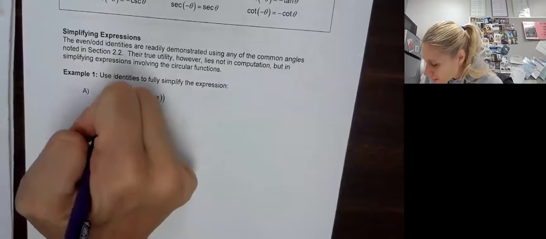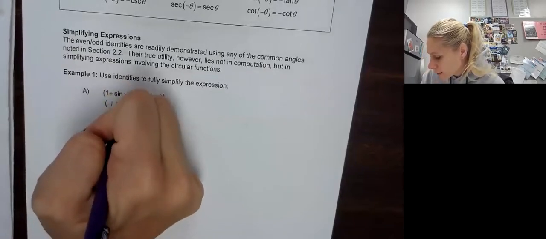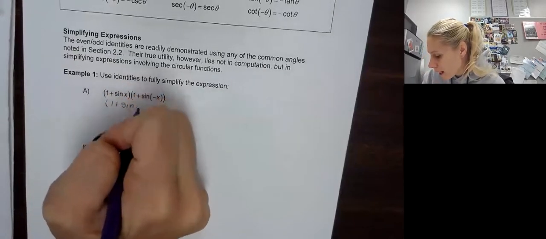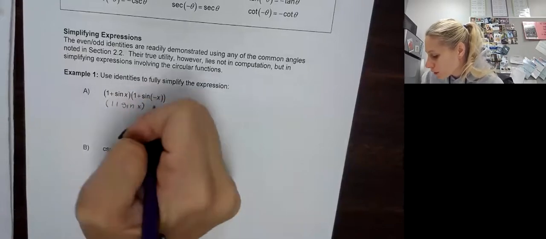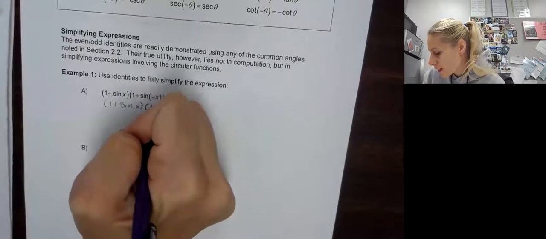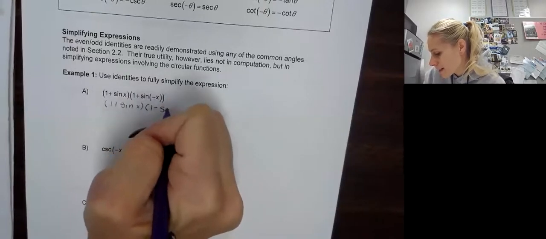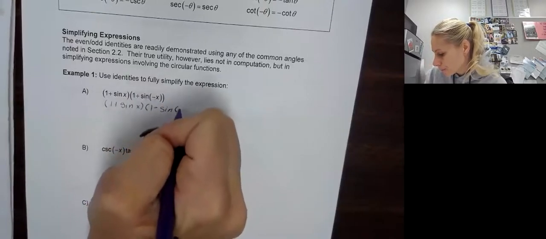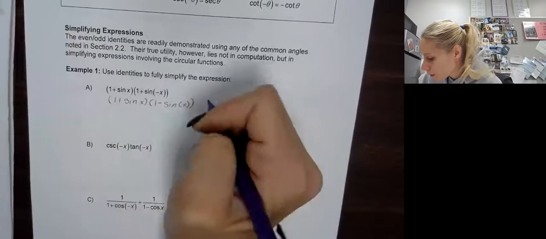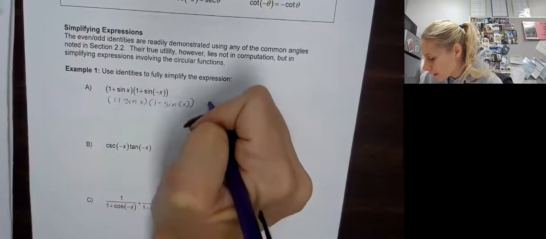What I'm going to do with you guys this time is, as I'm writing each step, I am actually going to write down the justification of the step we took. So that means 1 minus sine x. So I'm using even odd identity.